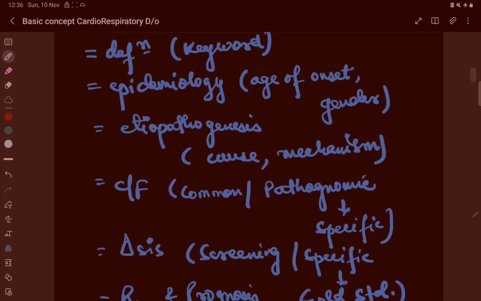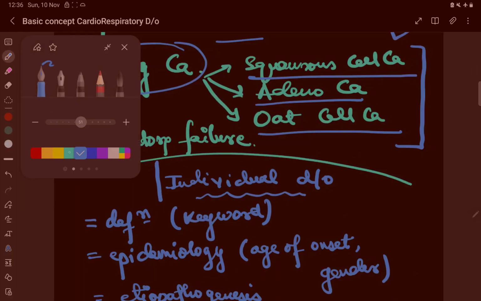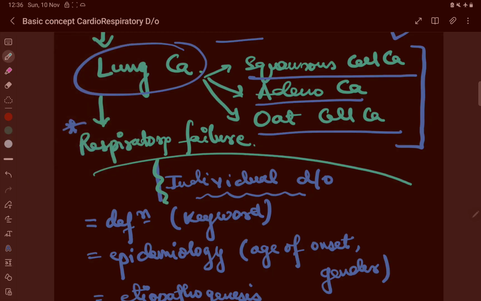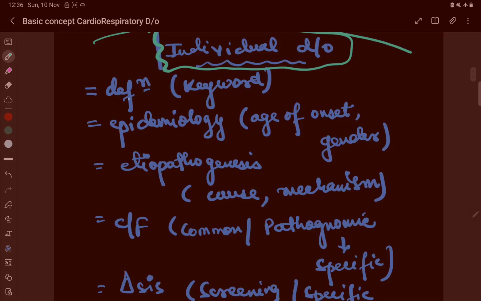Okay, so these are the first points. Now when we are going to discuss the individual disorders, we are going to define the particular disease with the help of a keyword. How to extract a keyword: for any disease, we are going to see what key points we have to consider while seeing the clinical question. So the keyword is important.